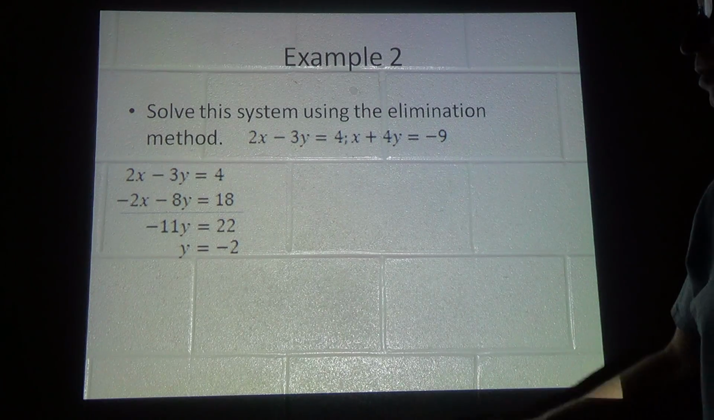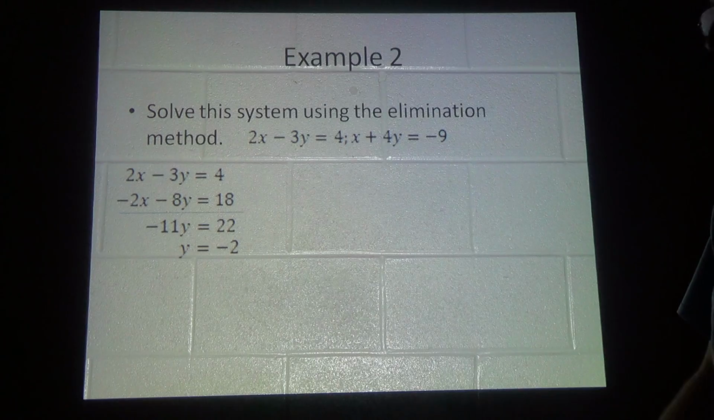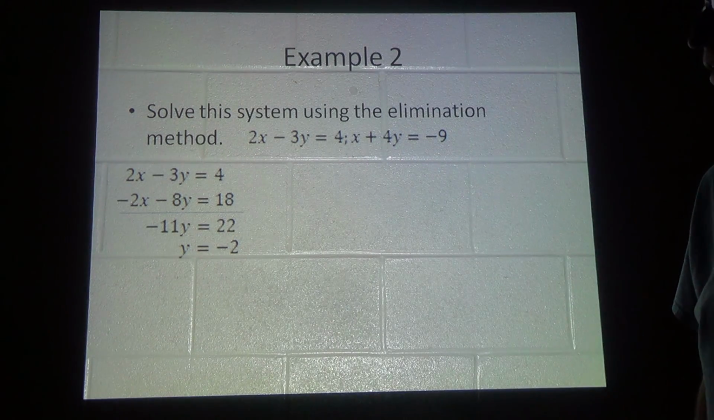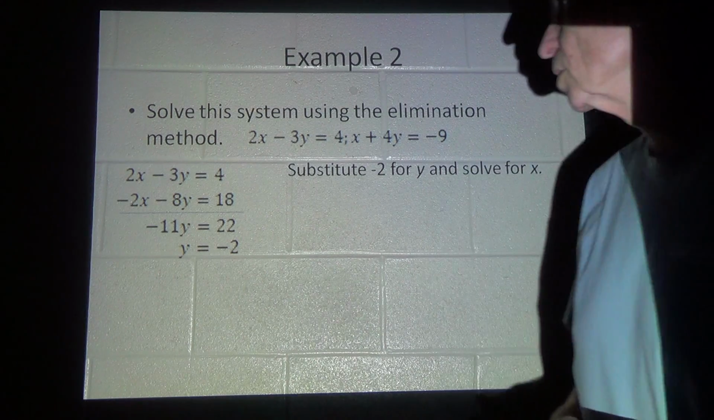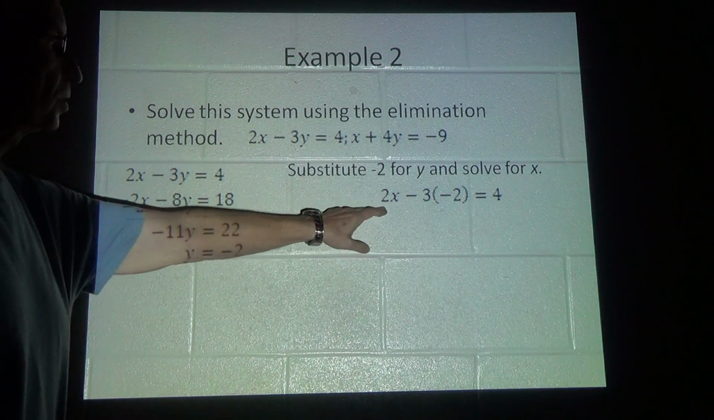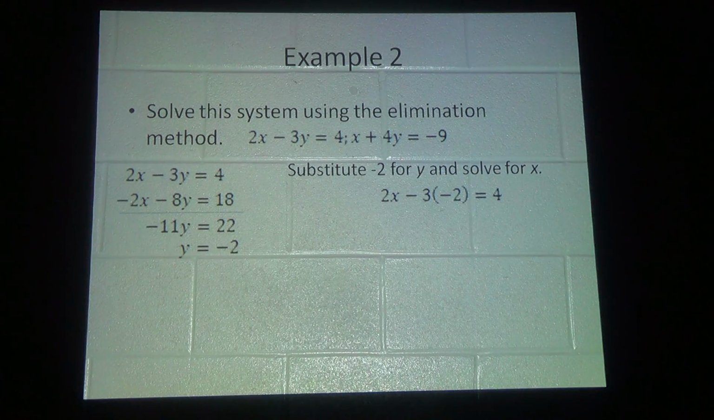Now we take the negative 2 and place it back into one of the original equations. Make sure you go back to the original equation, not this one right here. So we substitute negative 2 in for y and solve for x. This gives us 2x minus 3 times negative 2 equals 4.